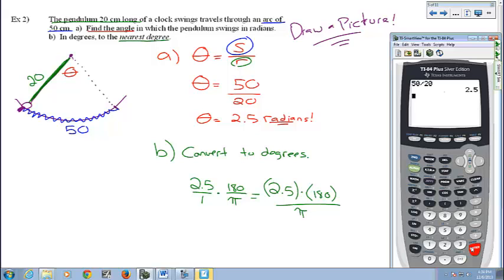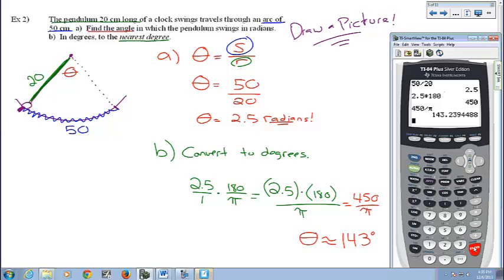Don't panic. Multiply your numerator first. 2.5 times 180, you should get a value of 450 as shown on the calculator here. Afterwards, you have 450 divided by pi. Make sure your calculator is in degree mode, and then simply divide 450 by pi. You should get a decimal answer equal to 1.43 and some decimals. If you round to the nearest degree, theta will be equal to 143 degrees.